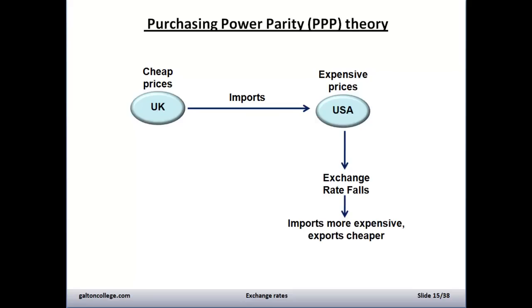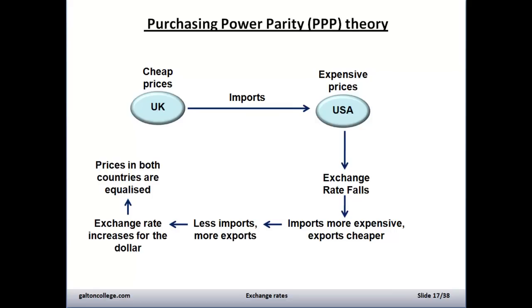That means imports become more expensive and exports become cheaper. So imports are becoming more expensive. That means there would be less imports and there would be more exports. And the exchange rate would increase. It would cancel out the initial fall. That would continue to happen until the prices in both countries are equalized.